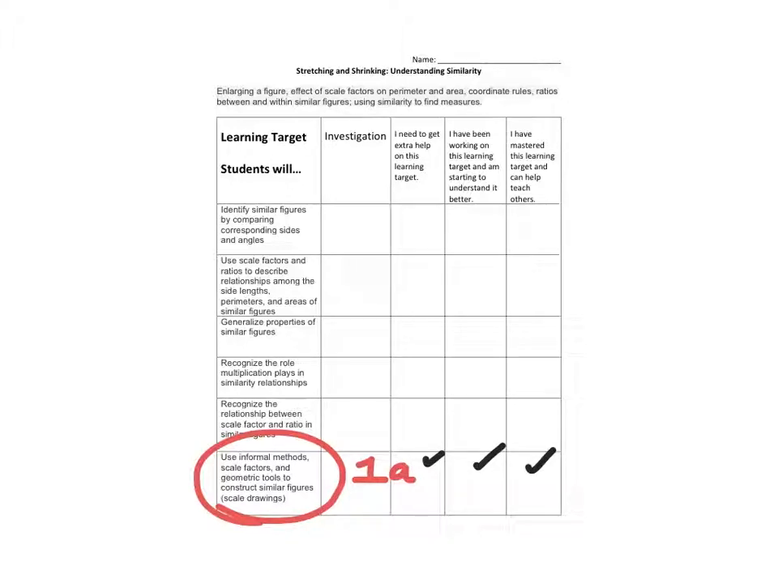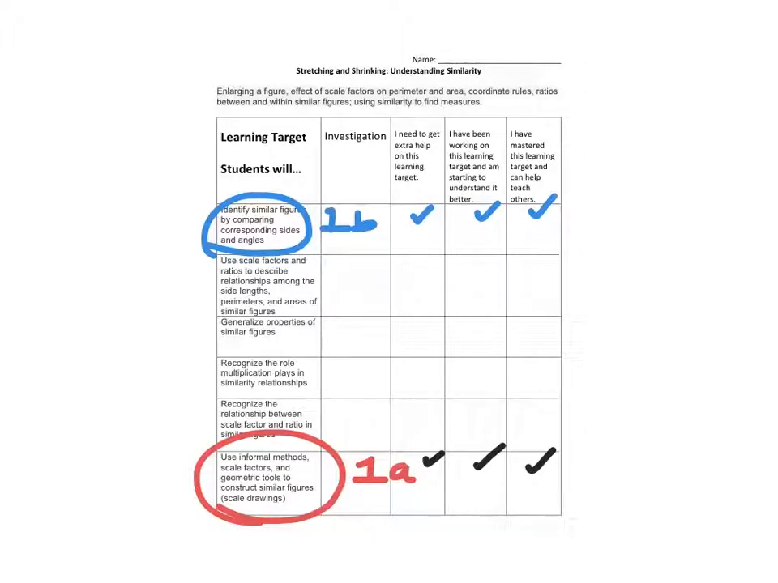From here, let's go ahead and look at number 1B, where it asked you if Simone and Ryan's characters are similar. So 1B would go along with identifying similar figures by comparing corresponding sides and angles. So if you look at 1B and how you did, go ahead and rate yourself in one of those 3 columns. And then go on to 1C.